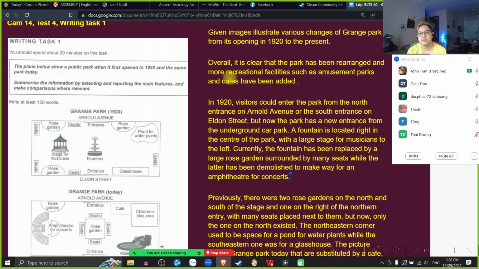It's actually not a recreational facility, but okay. Okay, but if you want to, okay, fine.